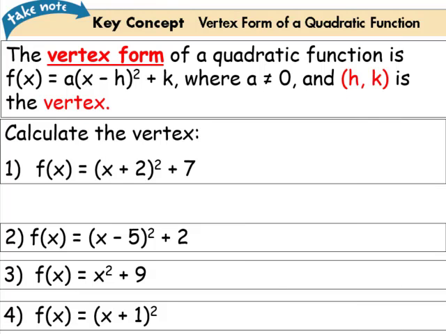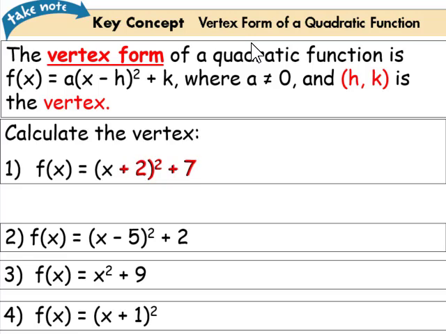The vertex form of a quadratic function is f of x is equal to a times the quantity x minus h squared plus k, where a does not equal 0, and (h, k) is the vertex. The moment I look at this, you can see how this has a minus sign. So whatever's inside this parentheses, it will be the opposite. And k has a positive sign, so it will be the same number. So we change the sign and we leave the sign.